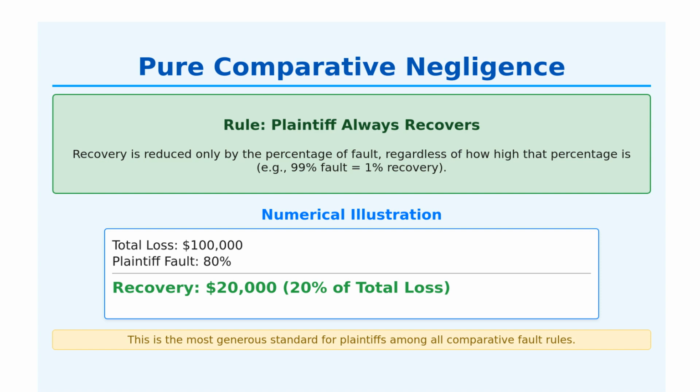To illustrate with a concrete example, suppose the plaintiff sustained $100,000 in losses. If the jury assigns 80% of the fault to the plaintiff, the recovery is reduced by 80%, resulting in a final award of $20,000. This pure system prioritizes compensation over punishing the plaintiff for minor fault.